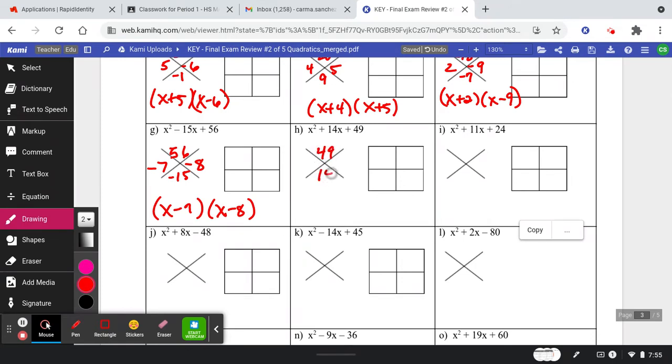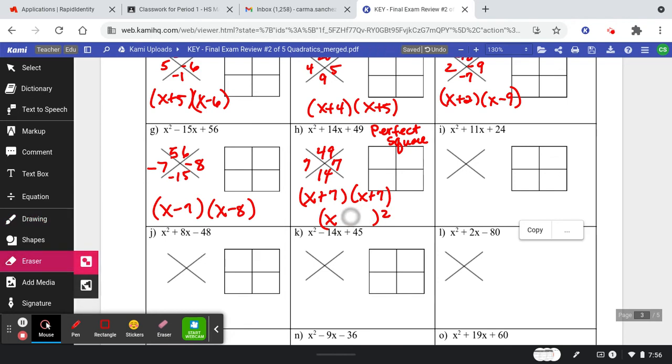What times what equals 49 and adds up to 14? x plus 7, x plus 7. Now wait a second. When we get the same thing twice, this is a special kind of factoring called a perfect square trinomial. Because it's the same thing times itself, we can write it as x plus 7 squared. What times what equals 24 and adds up to 11?